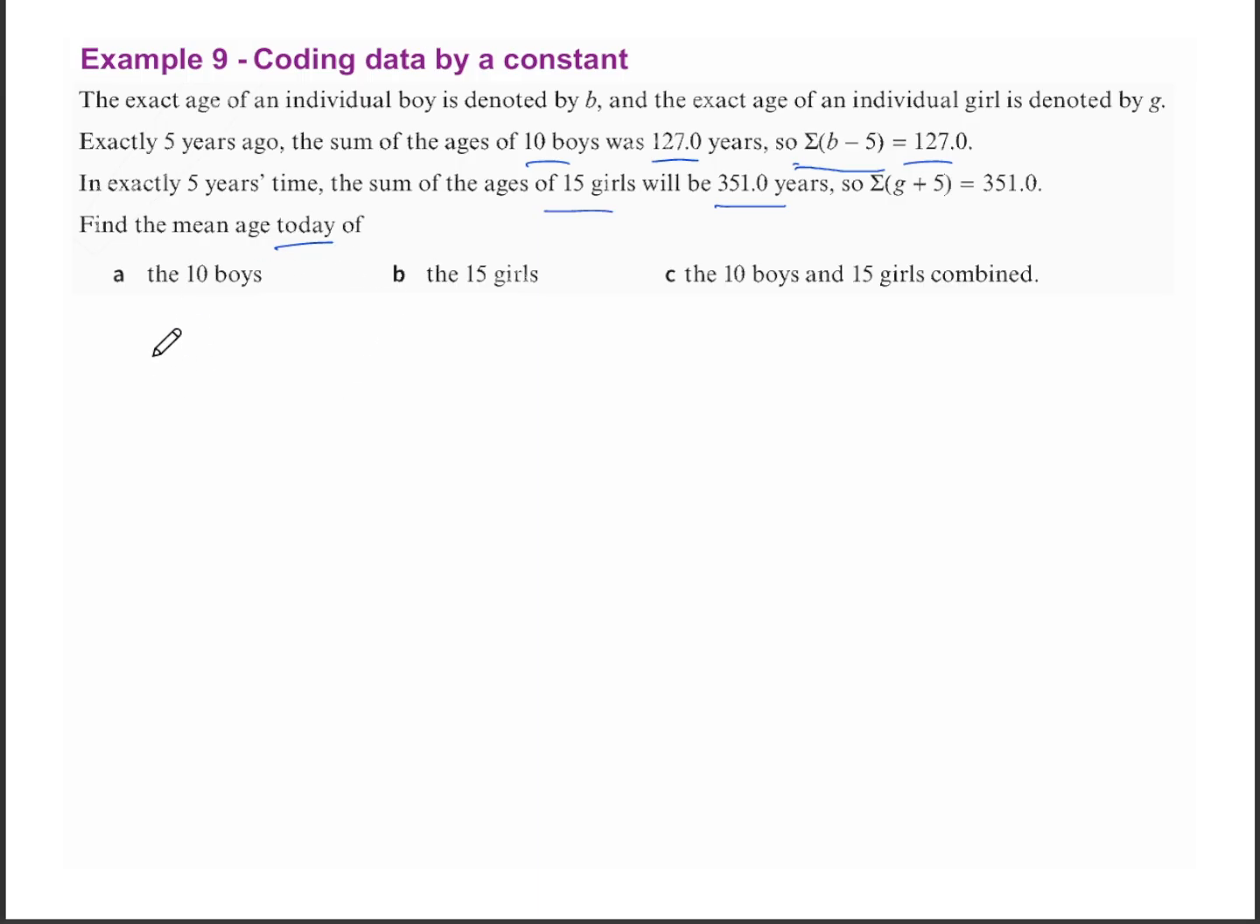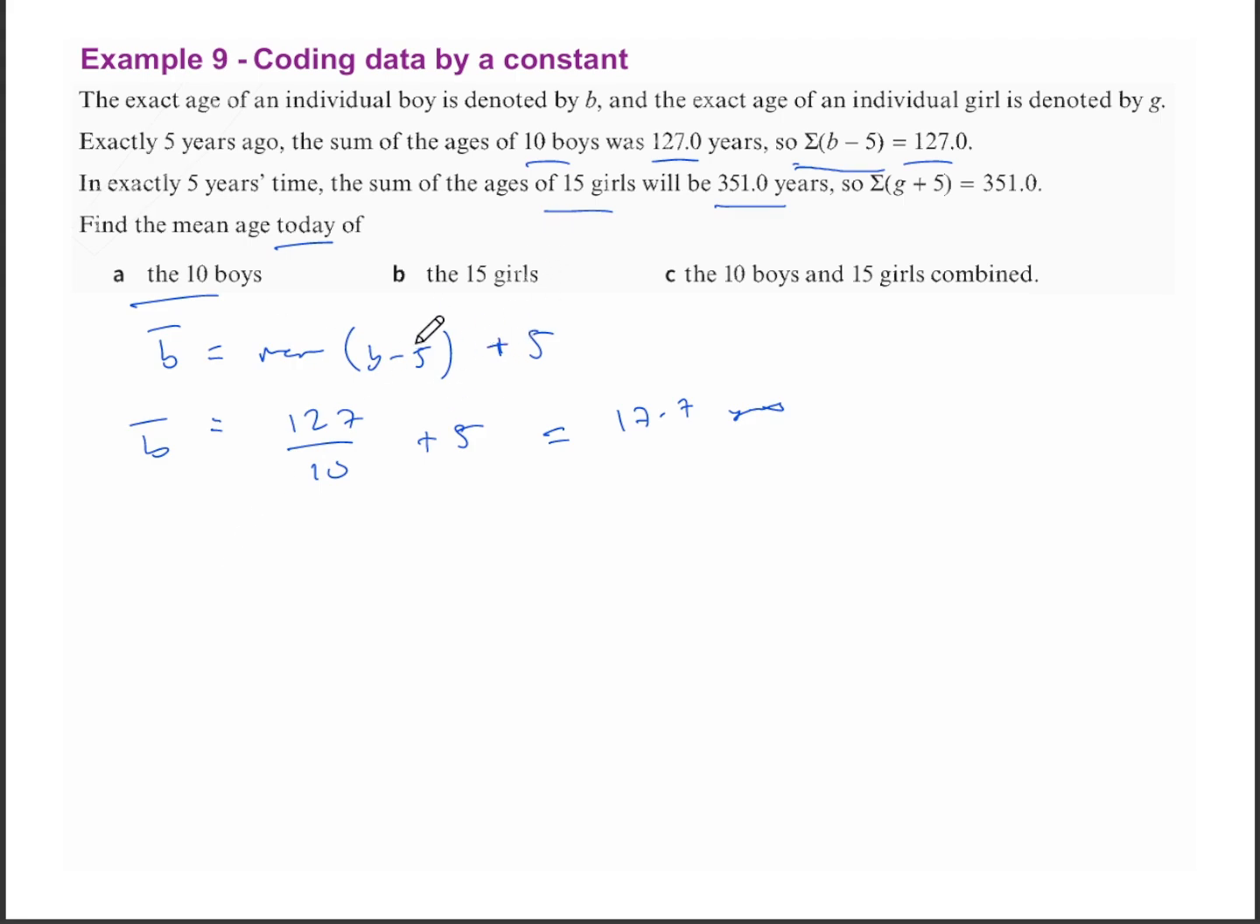where we get that the mean of b, which is the mean of the ages today, is equal to the mean of the coded data, which is b minus 5, plus that constant, which is 5. So what we get is the sum of b minus 5, which is 127, divided by 10, because there are 10 boys, plus 5. That's going to be the mean age of the boys. And this just gives us 17.7 years. That's the mean age today of those 10 boys.